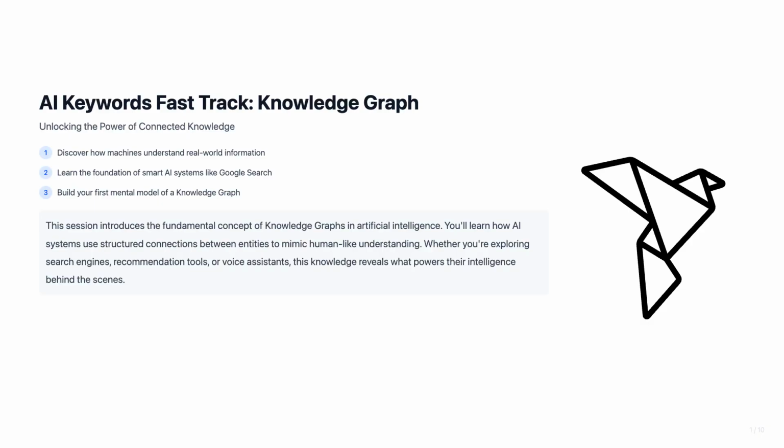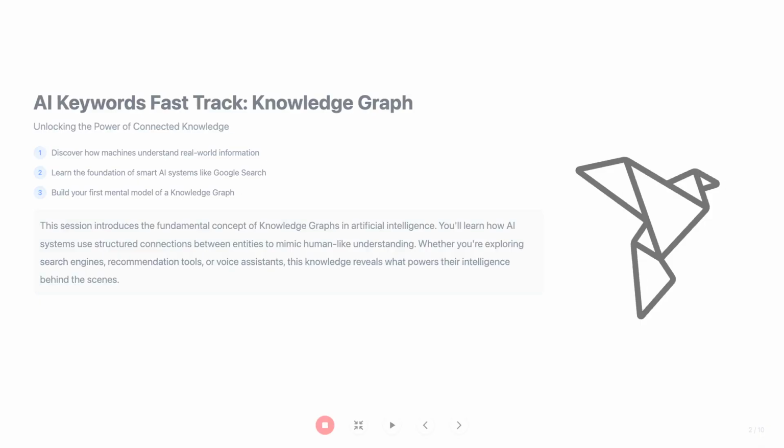From finding the right movie to getting accurate answers from Alexa, this technology powers many smart tools we use every day. We'll start from the very basics, using simple metaphors and real life examples, so no prior deep tech knowledge is needed. By the end, you'll not only understand what a knowledge graph is, but also how to build your own mini version. Let's dive in and uncover how machines learn to think more like humans. This journey begins with understanding how facts are not isolated, but deeply interconnected.